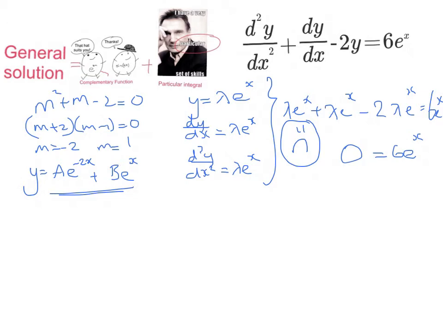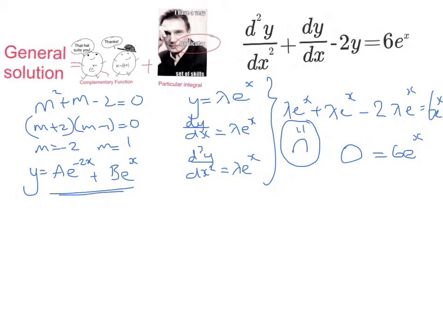I'll tell you where it went wrong. It went wrong here. This is where it went wrong. And you might be thinking, well, why? Because the right-hand side is an amount of e to the x. I thought we were meant to copy that. So copying an amount of e to the x is an amount of e to the x, and that's all fine. So what's going wrong?